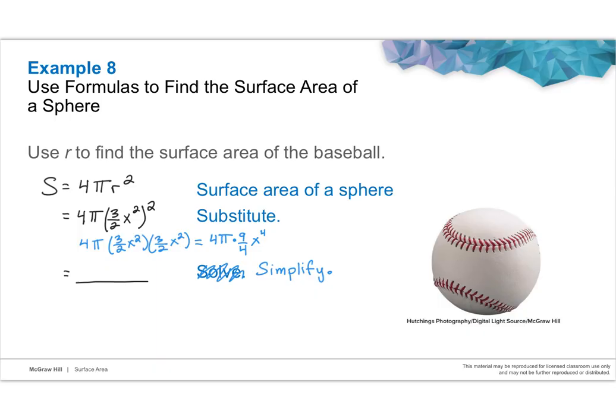Notice what happens with our 4 factors, numerator and denominator, they divide out. And so we are left with the expression 9 pi x to the 4th as our final expression for the surface area.